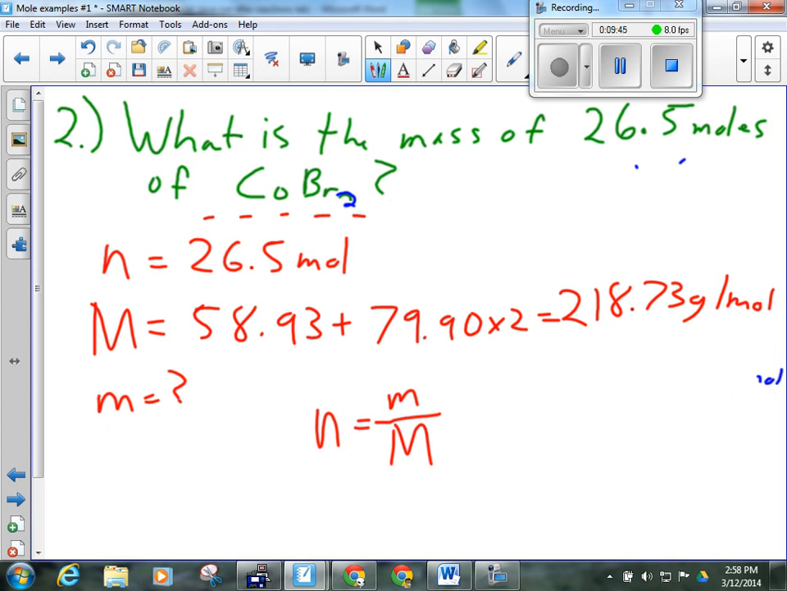I need to solve for little m. What do I do? Right, multiply both sides by big M. The rules of algebra are simple. If you want to move something, you do the opposite of whatever you are already doing. So if I was dividing by M, to move it, I multiply both sides by M. So now my formula is big M times N gives me little m.